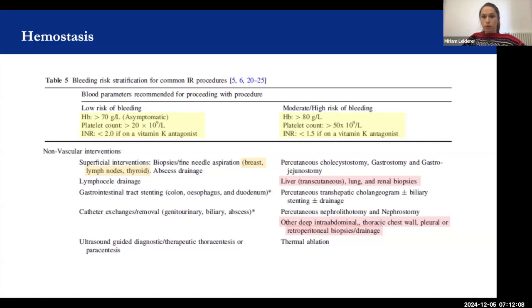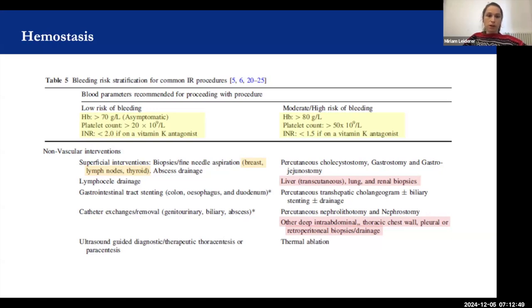For moderate to high risk of bleeding, which will be most of your biopsies, you want an HB that's over 8, a platelet count over 50, and an INR of less than 1.5 if the patient is on a vitamin K antagonist. If the patient is not on a vitamin K antagonist, then it depends on the reason for the INR being suboptimal, and whether you have ways to correct it or not. That's going to be your decision on a case-to-case basis. Also, how important is that biopsy really? You're just going to have to weigh the risk and benefit.